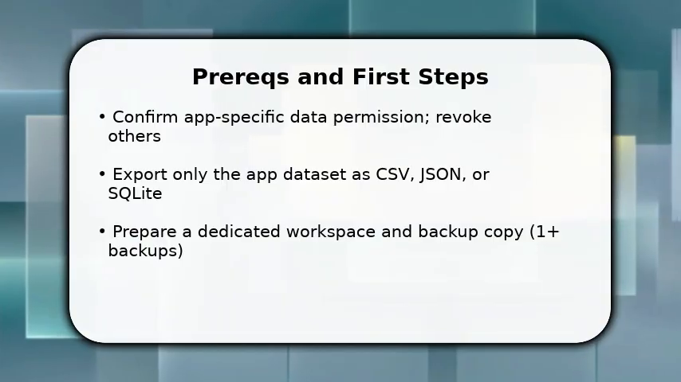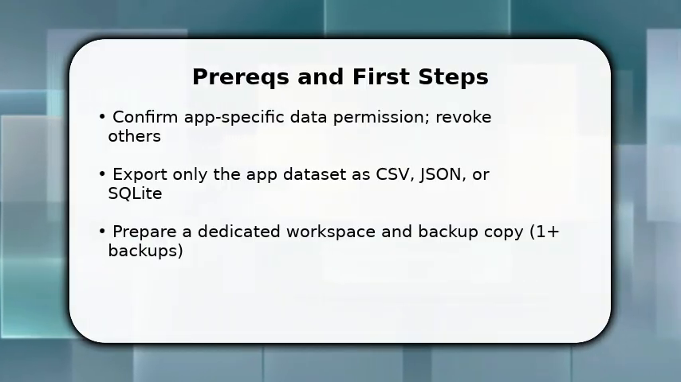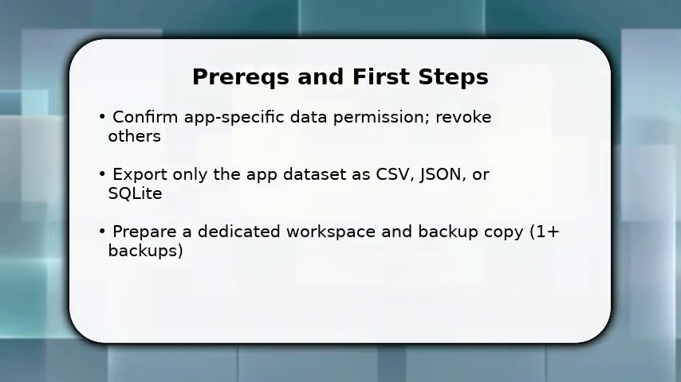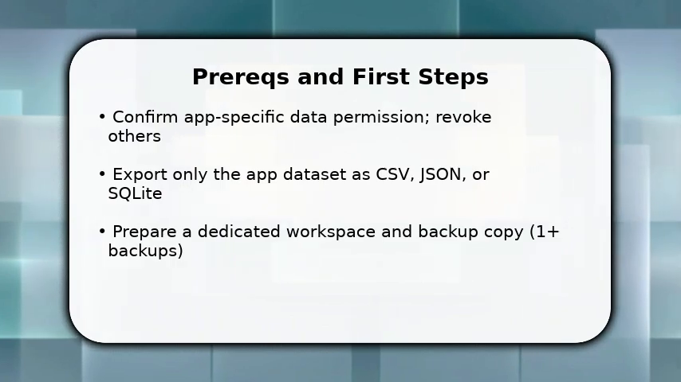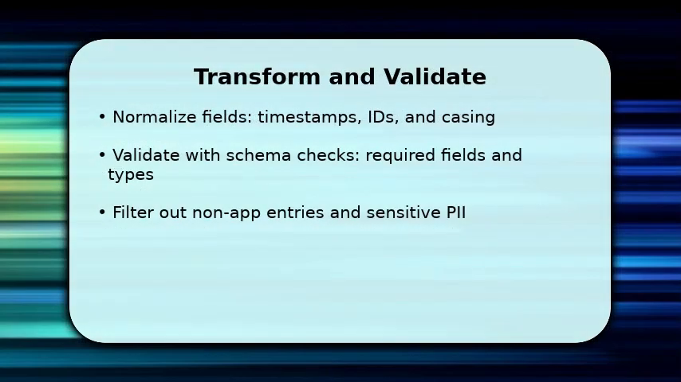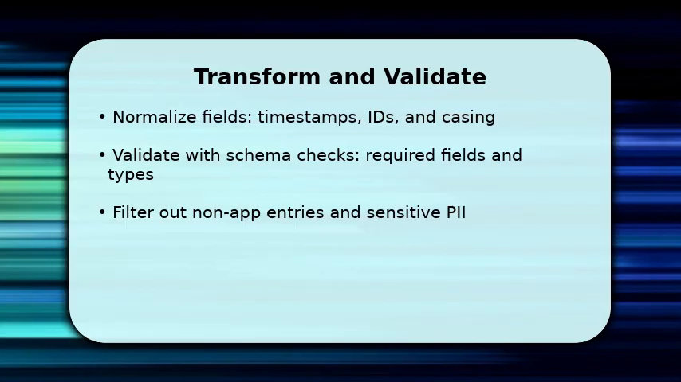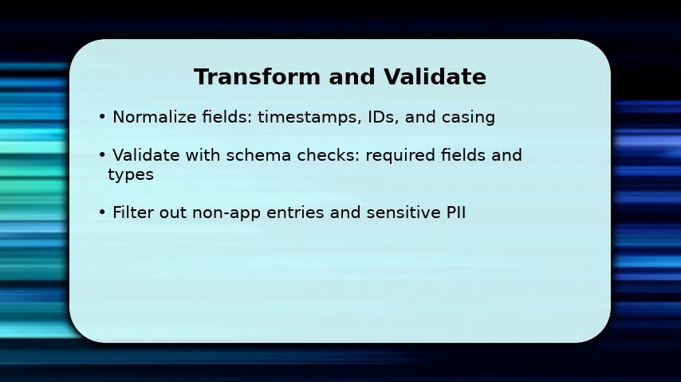Now open the exported file in a lightweight editor and scan for obviously malformed rows to catch early issues. You'll now transform the data to match the app's internal schema, standardize timestamp formats, normalize ID and text casing, and split combined fields if needed. Once transformed, run schema validation to confirm required fields and types align. Automated checks catch subtle mismatches.